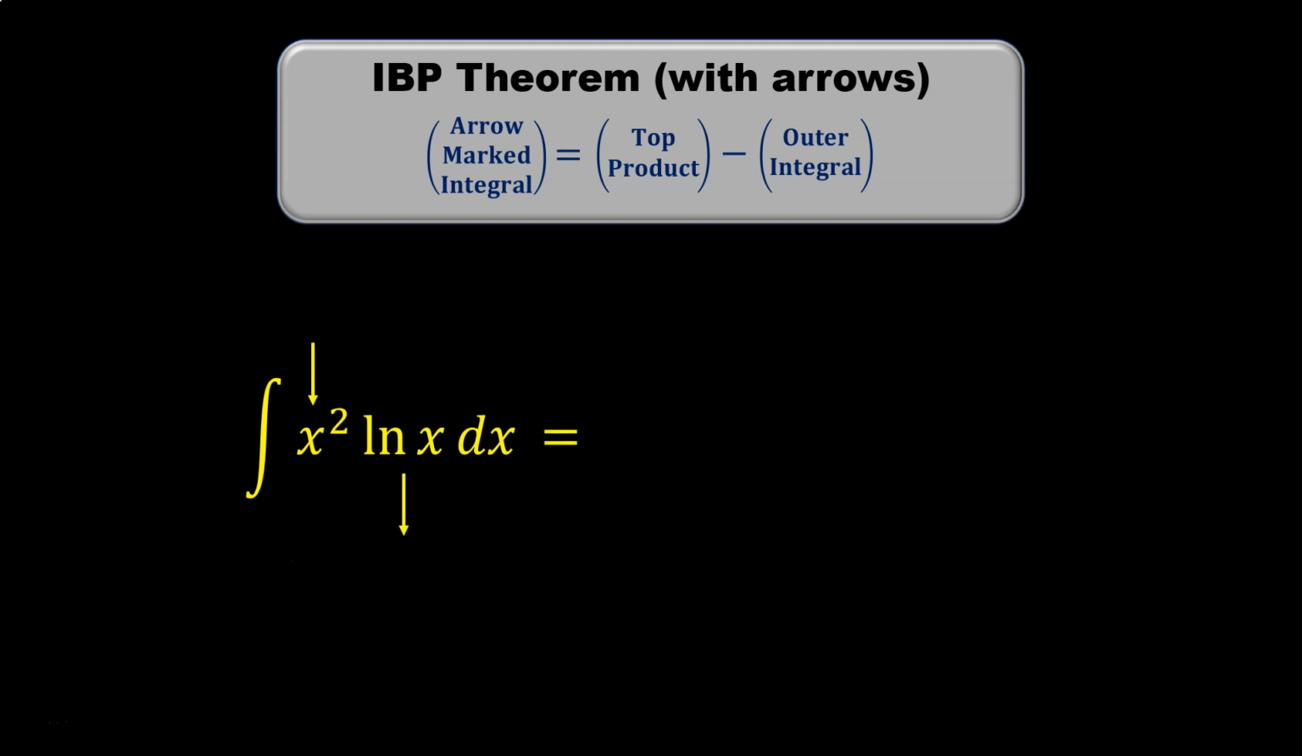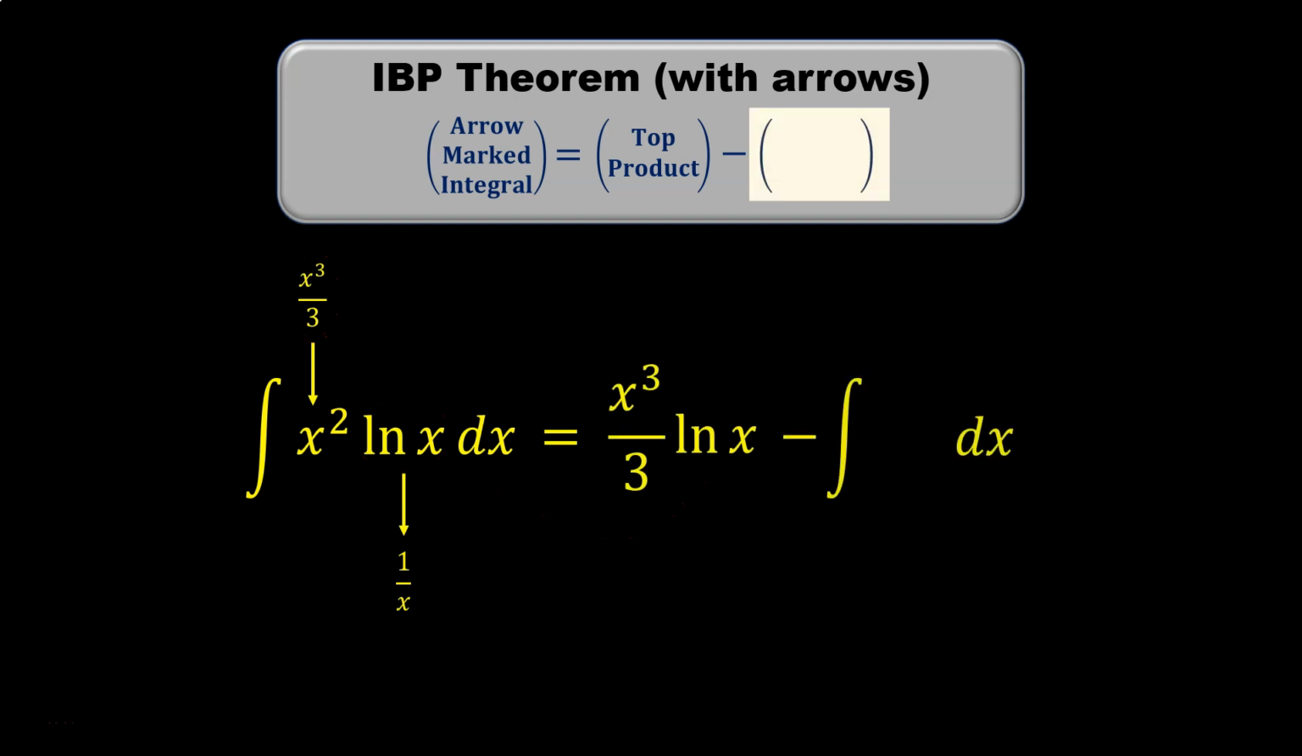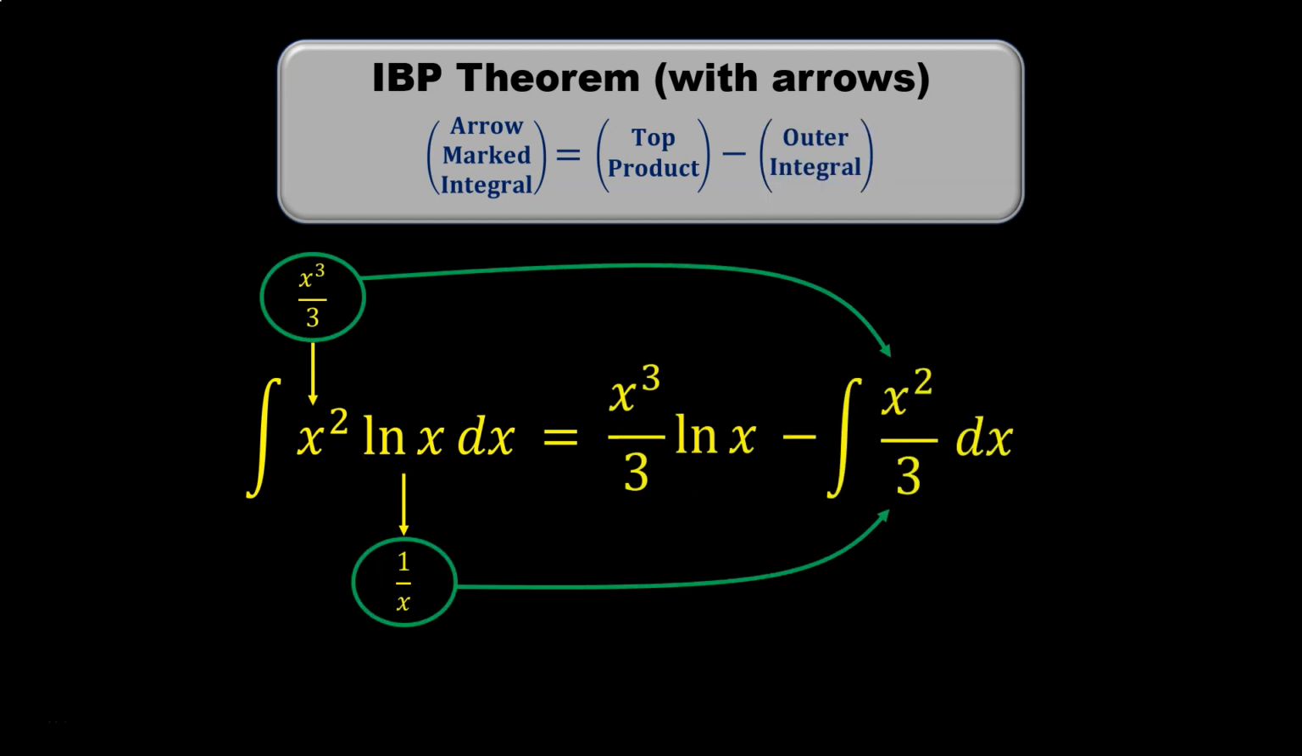This looks better. The derivative of log x is 1 over x, which combines nicely with x squared's antiderivative of x cubed over 3. Their product is a quadratic, which is easy to integrate, so integration by parts will work here. Namely, this arrow-marked integral is its top product, which is going to be x cubed over 3 log x, minus the outer integral, which is the integral of x squared over 3.